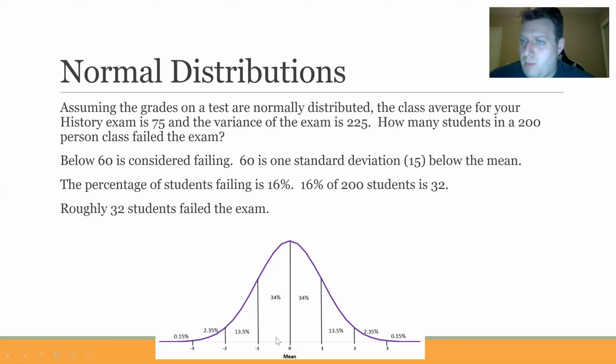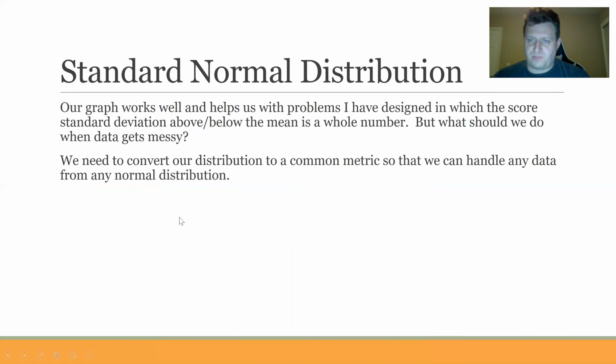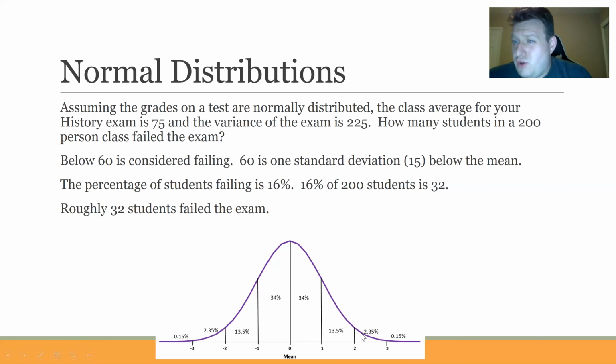What happens if we are 0.43 standard deviation units above the mean? I didn't tell you to memorize something where that would help out. What happens if you are 0.12 standard deviation units below the mean? We don't have the percentages there. Do we give up and throw our hands in the air and say, I can't do this problem? No. If data gets messy, there's something that we can do.